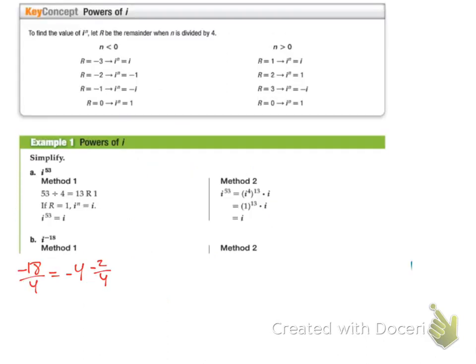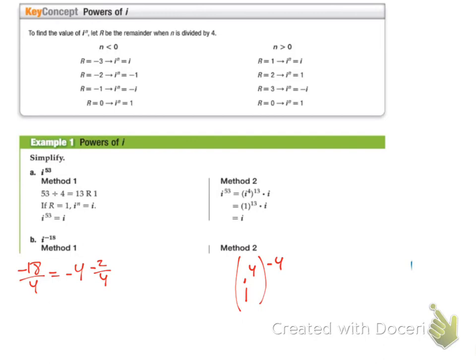Boom. Method 2, I got to somehow make that negative 18 with i to the 4th. i to the 4th to the negative 4 power is power of power, guys. Power of power, you multiply. So what's 4 times negative 4? Negative 16. I got to get to negative 18.